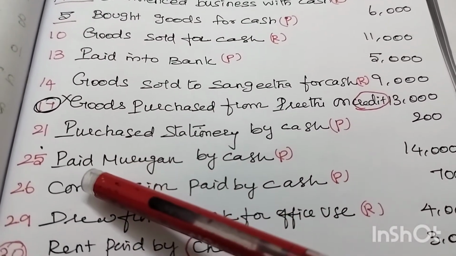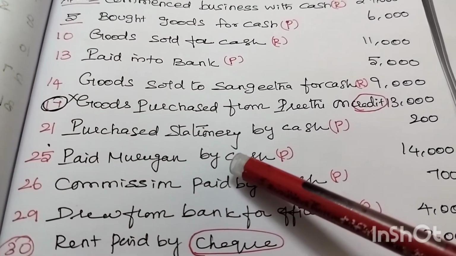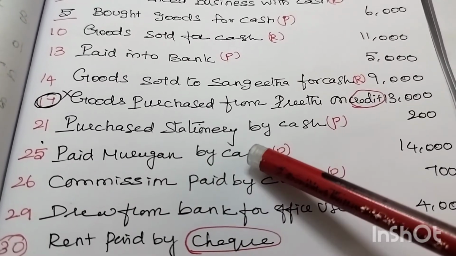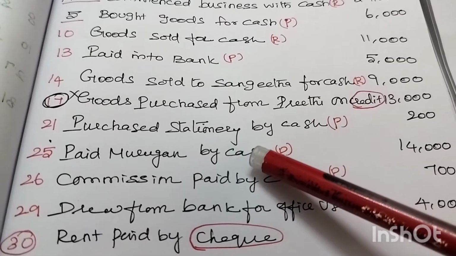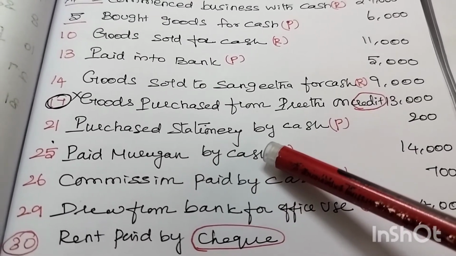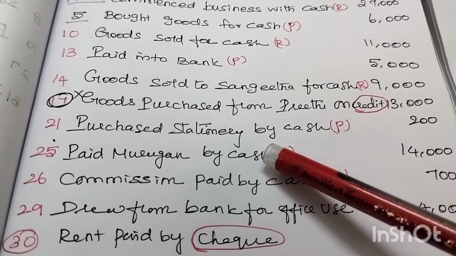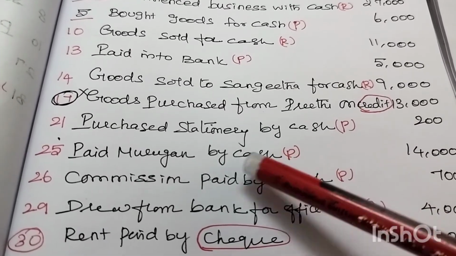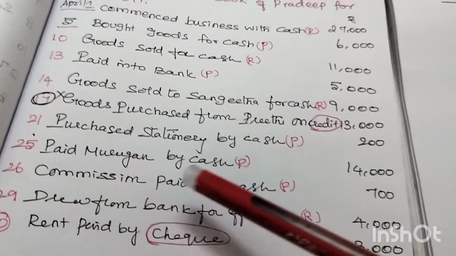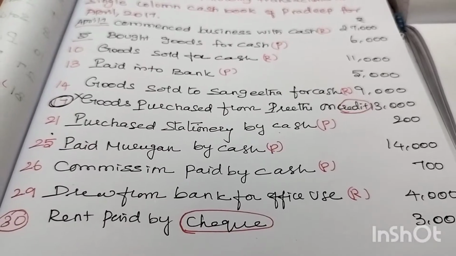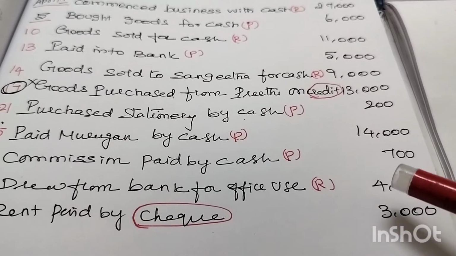In another way, you can think paid Murugan by cash means what is the journal entry? Murugan account debit to cash account. So cash account, where is cash account? Cash account is on credit side. So you go to credit side on the single column cash book. What is the opposite account from the cash account? Murugan account. So you have to write by Murugan account. 14,000 is entered into the payment column.